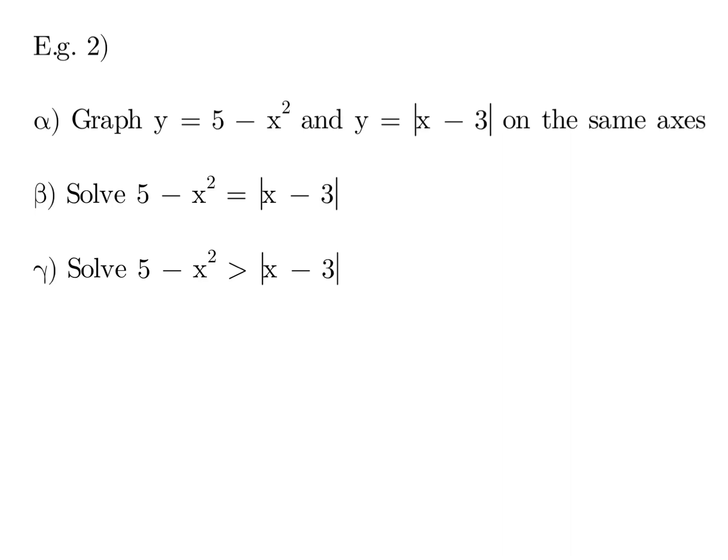So let's have a look at doing that again. This time we're going to use a parabola and an absolute value graph. We're going to solve it, so we're going to find where they exactly equal. These two graphs actually have exact solutions. And then we're going to look at where the parabola is above the absolute value. That's our third question.